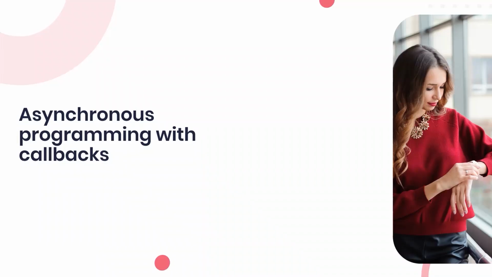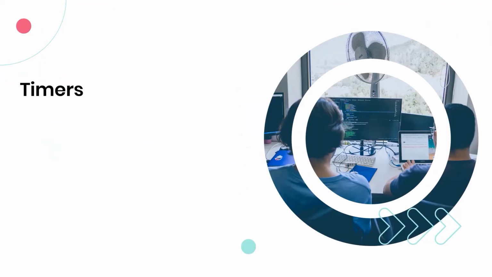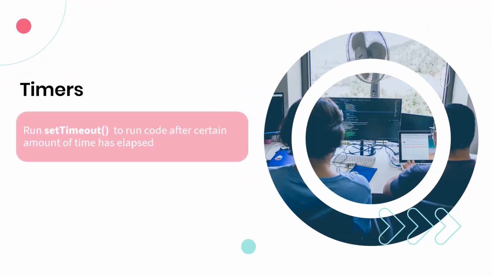We're now going to examine two forms of callback-based asynchronous programming: timers and events. One of the simplest types of asynchrony is to use setTimeout when you want to run some code after a certain amount of time has elapsed, like this.